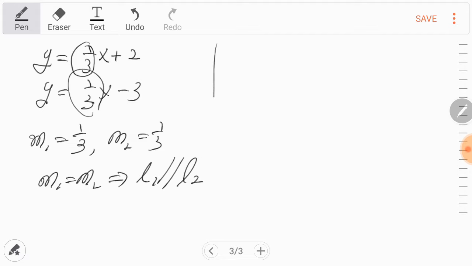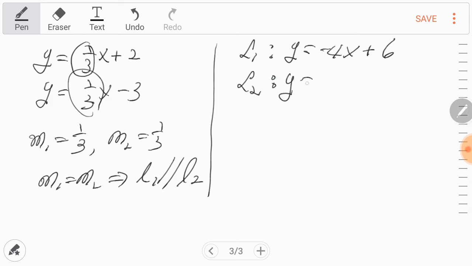Okay, let's try another example. Let's say line 1 is y equals negative 4x plus 6. Line 2 is y equals negative 1/4 x minus 1. Are these two lines parallel? Perpendicular? Neither? We don't know yet.